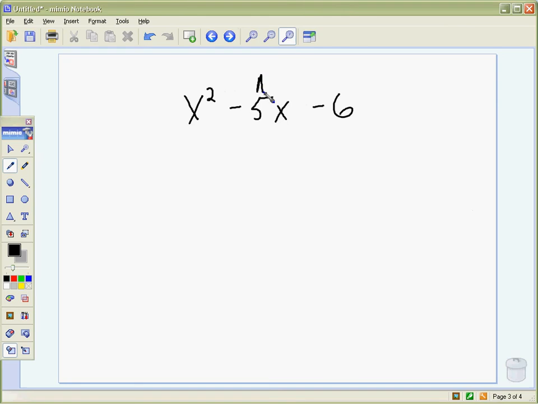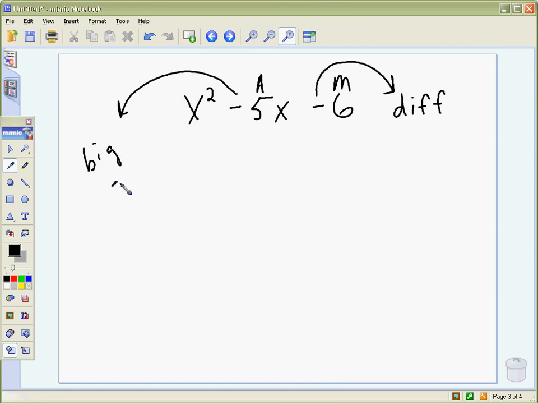Again, adding to get negative 5, multiplying to get negative 6. Have a minus sign here, so my signs are going to be different. I have a minus sign here, which means my biggest is going to be negative. So my answer is going to look like x plus, x minus. Look at all the ways of multiplying to get 6 again. My signs are different. The biggest one is negative.